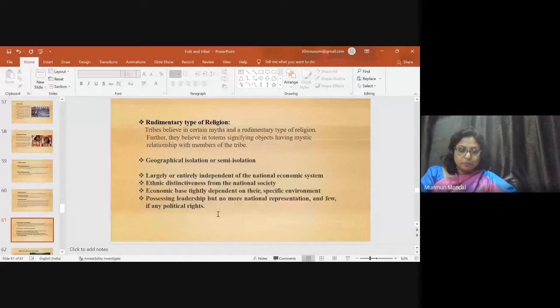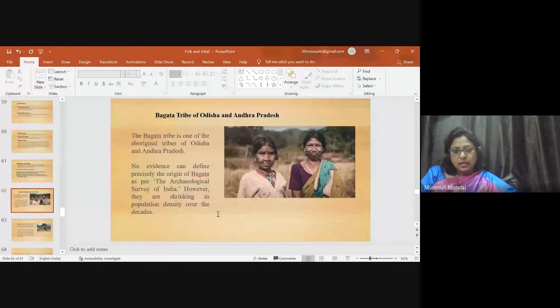I have discussed here some of the very important tribes from different parts of India, like the Bagada tribe. This is a very rare tribe nowadays. In Odisha and Andhra Pradesh, the Bagada is one of the aboriginal tribes, and no evidence can define precisely the origin of the Bagada as per the Archaeological Survey of India record. Nowadays they are shrinking in population density. In the last 30 or 40 years, their percentage has decreased very strikingly.